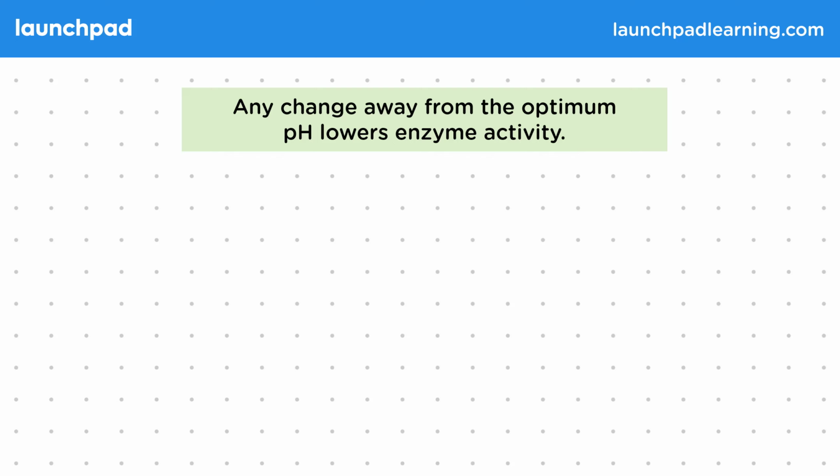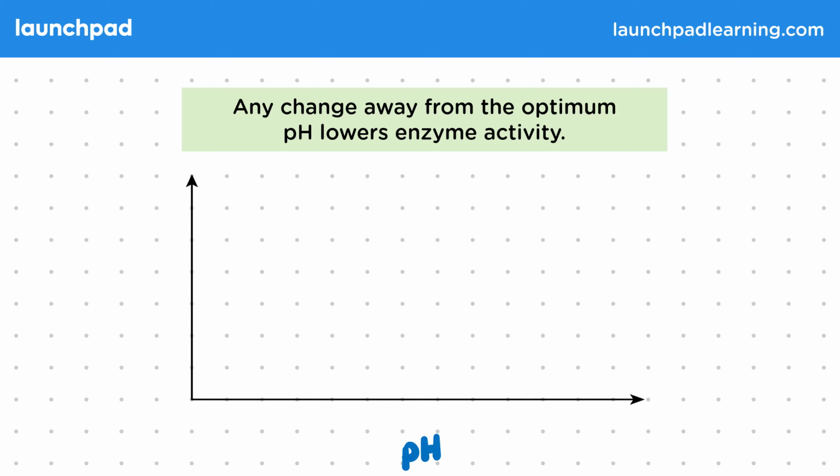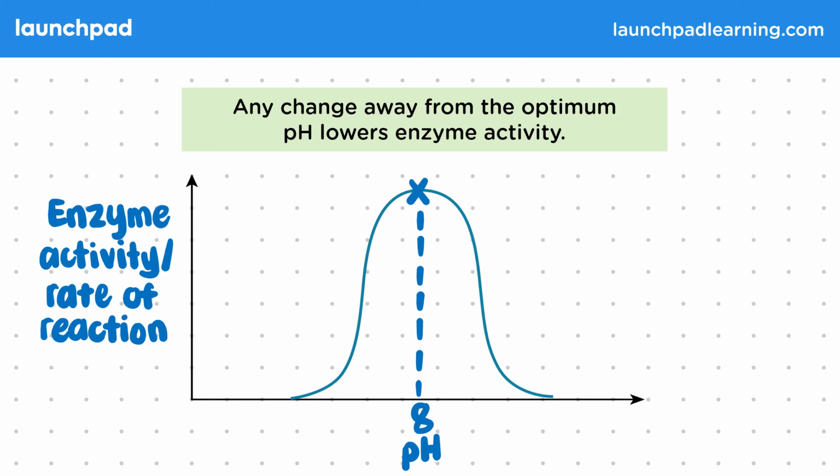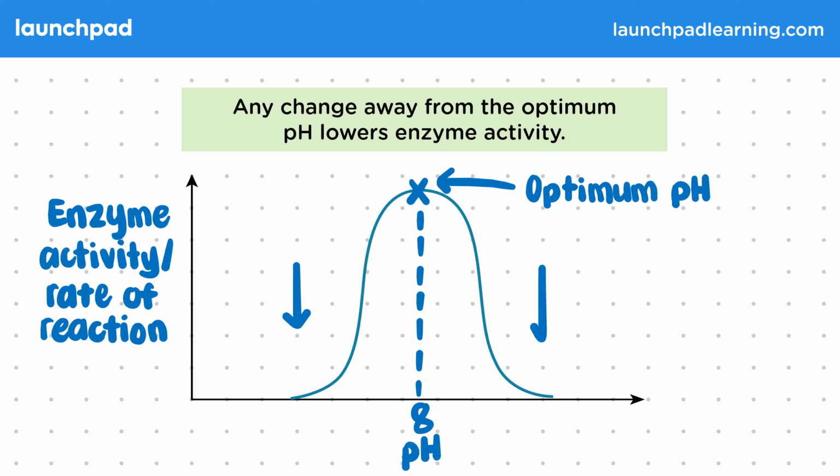Let's look at a graph showing a typical example of enzyme activity at different pH values. On this graph, we're going to plot pH on the x-axis and enzyme activity or rate of reaction on the y-axis. The curve would look something like this, with the bell peaking at around pH 8. This indicates the optimum pH for this enzyme. You can see that any movement away from the optimum pH causes decreasing activity of the enzyme.